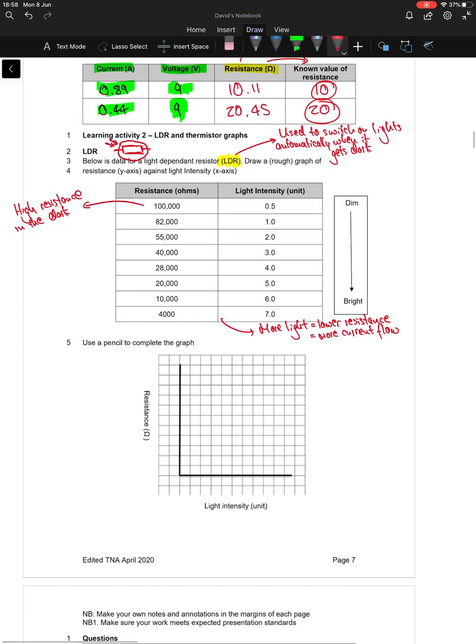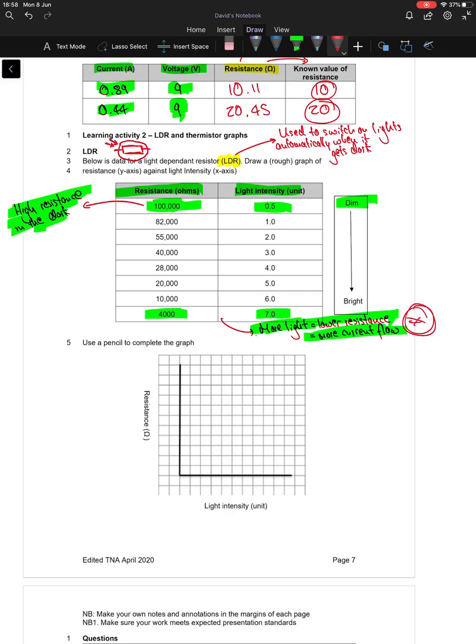Right, so we've said about LDRs, light-dependent resistors. So, as you've got more light, you've got a low resistance, which means you've got a larger flow of current. So light intensity of 7, resistance is lower, isn't it? Whereas light intensity of 0.5, low, which is dim light, got a high resistance, so it's high resistance in the dark. So the key thing to remember when it comes to LDRs is the more light, the lower the resistance, the more current.